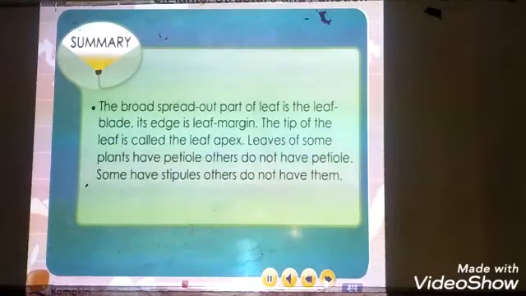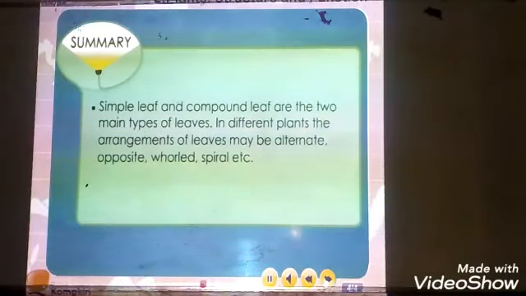The broad spread out part of the leaf is the leaf blade. Its edge is the leaf margin. The tip of the leaf is called the leaf apex. Leaves of some plants have petioles and others do not have petioles. Some have stipules, others do not have them. Simple leaf and compound leaf are the two main types of leaves. In different plants, the arrangement of leaves may be alternate, opposite, whorled, spiral, etc.